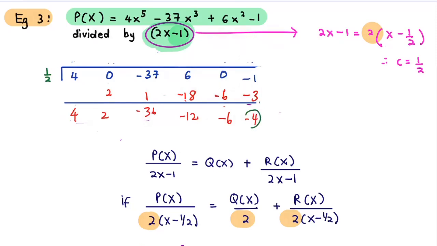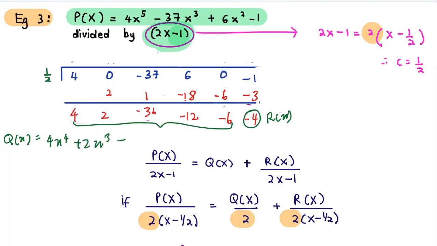So let us describe our answer. This is your remainder, so all of the other terms here are the coefficients of your quotient. So let's conclude our quotient first. This is for constant, power of 1, power of 2, power of 3, power of 4. So it is 4x to the power of 4 plus 2x cubed minus 36x squared minus 12x minus 6.